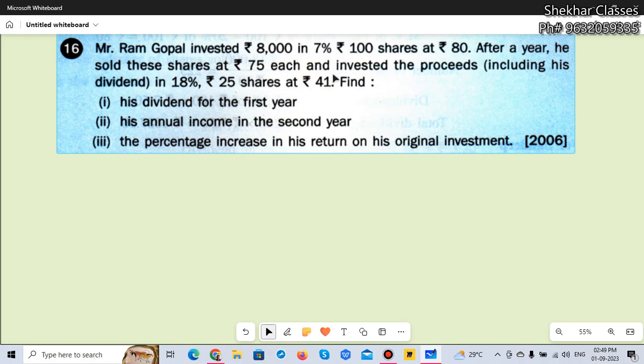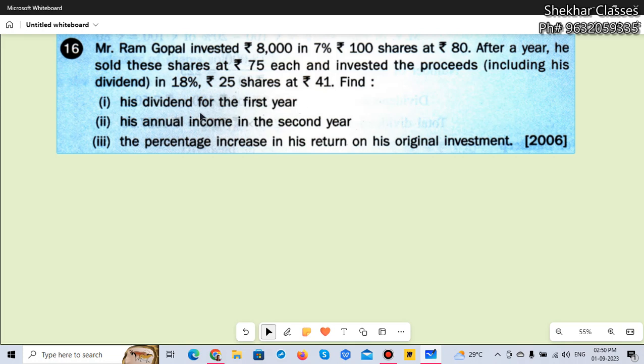Everything he sold at 75 each and invested the proceeds, including his dividend. So at the end of 1 year, he will get the dividend, which is 7%. Whatever money he got after selling, all together he invested in another company's share, a 25 rupees share being sold in the market at 41 rupees. So he bought each one at 41 rupees, and that share was giving 18% dividend. Obviously this is on the face value.